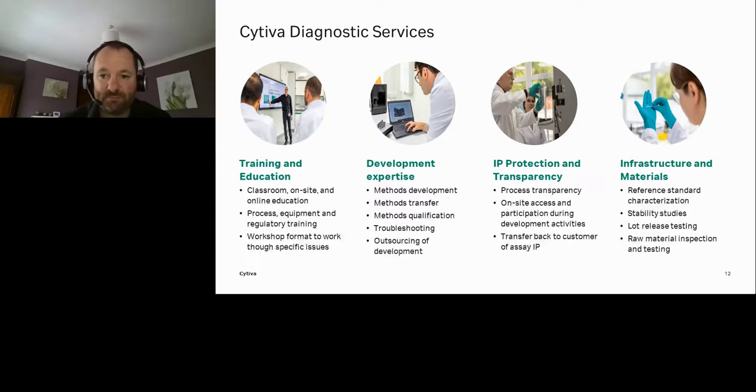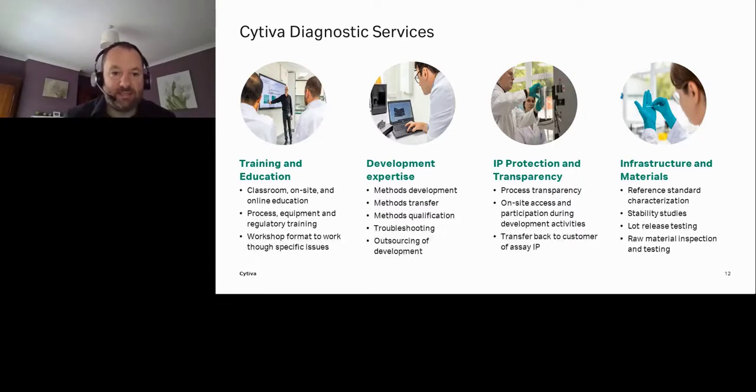Materials and infrastructure. You've seen a few images throughout the presentation where we have this working lab, but we can use our equipment and our processes, our staff to do everything from stability trials, lot release testing, complaint management. So if you've got some complaints and you can't work through what's going wrong in the test, we can help with that, or even raw material inspection and developing incoming and outgoing QC tests.